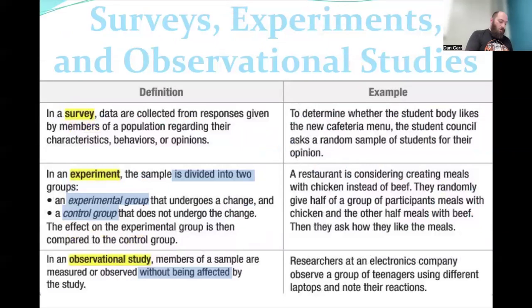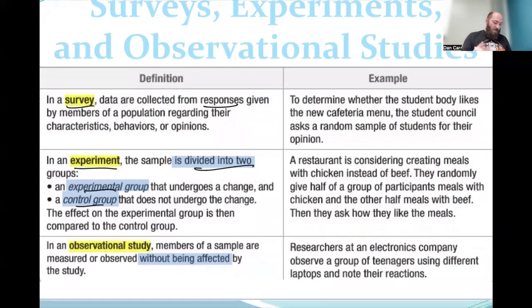So our key vocabulary we're looking at is in a survey, data are collected from responses given by members of a population regarding their characteristics, behaviors, or opinions. Lots of times the responses are just going to be questionnaires, surveys, things like that. In an experiment, the sample is divided into two groups, an experimental and a control group. So the experimental undergoes a change, control group does not experience the change. In an observational study, members of a sample are measured or observed without being affected by the study.